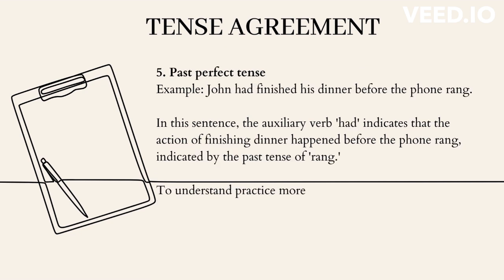5. Past perfect tense. This tense is used to describe an action that was completed before another action in the past. Example: John had finished his dinner before the phone rang. In this sentence, the auxiliary verb had indicates that the action of finishing dinner happened before the phone rang, indicated by the past tense of rang.